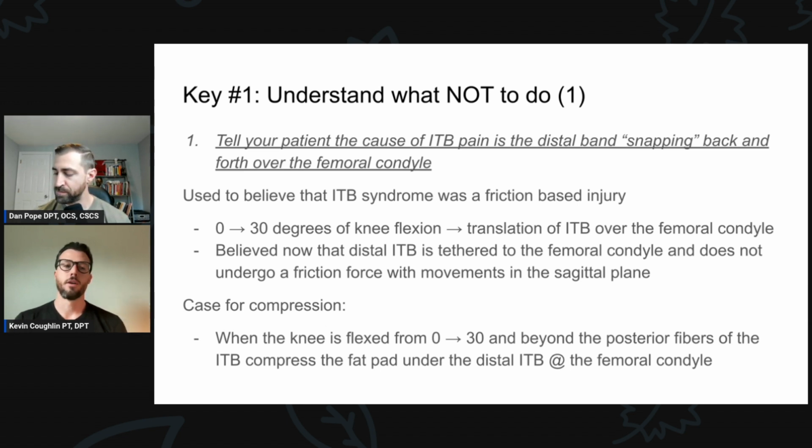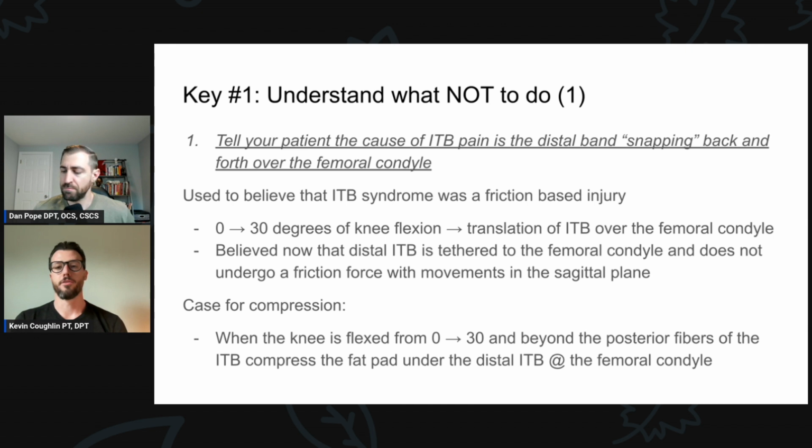Going through school, learning earlier in my career, it seemed like the IT band was a friction-based injury. So often the patient was told that they're having IT band pain because their distal IT band is snapping back and forth over the femoral condyle. The idea was that from 0 to 30 degrees of knee flexion, translation of that IT band was what was causing them pain. It was going back and forth and snapping, and that became painful.